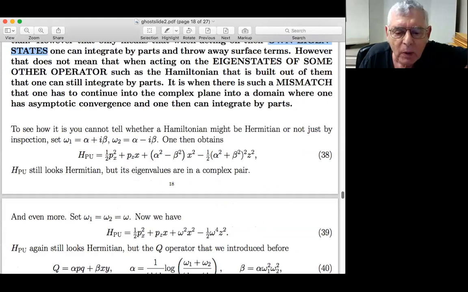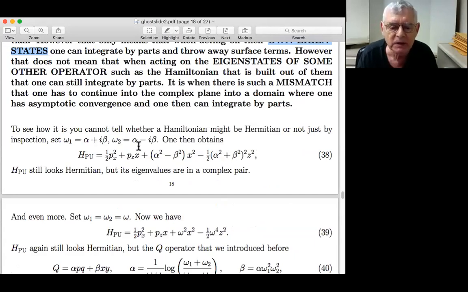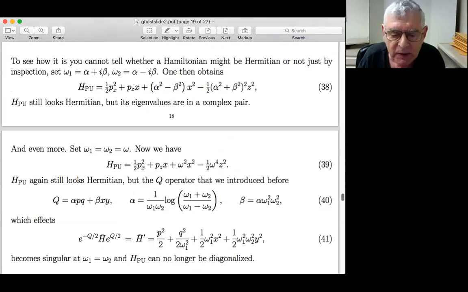Right. So, just let me take the complex conjugate realization, and when I plug that in, the Hamiltonian stays real. So you would tell me this Hamiltonian must be Hermitian, must have real eigenvalues, but it doesn't when you solve the problem. The energy eigenvalues are in complex conjugate pairs. In other words, you can't tell just by looking at the Hamiltonian.